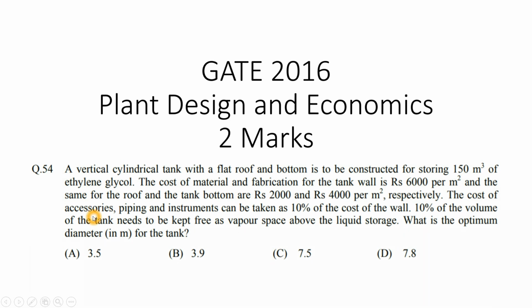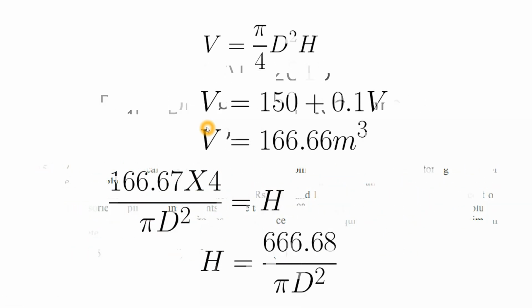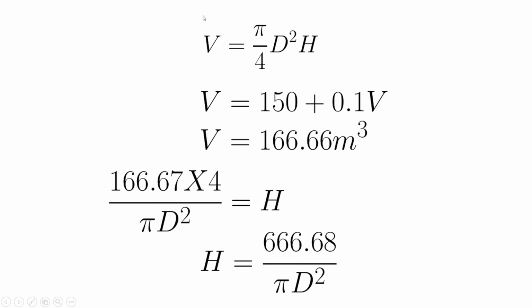The cost of the accessories, piping and instruments can be taken as 10% of the cost of the wall. 10% of the volume of the tank needs to be kept free as vapor space above the liquid storage. What is the optimum diameter for the tank? Let's start with the solution. First we will see the volume of the tank.